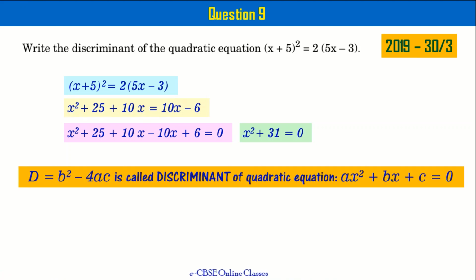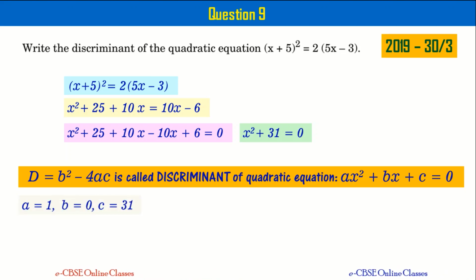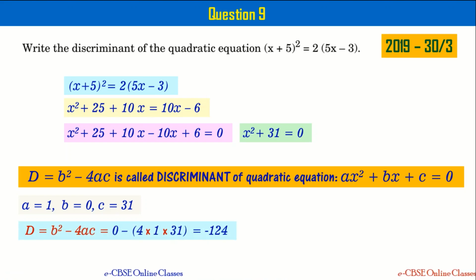Now we know that d equal to b square minus 4ac is the discriminant for the quadratic equation ax square plus bx plus c equal to 0, right? Let's now compare the equation x square plus 31 equal to 0 with ax square plus bx plus c equal to 0, such that you can say a equal to 1, b equal to 0 and c equal to 31, right? Now let's substitute these values into the expression given for d and simplify. You get d equal to minus 124. This is the discriminant of the given quadratic equation. Please take a note of that.